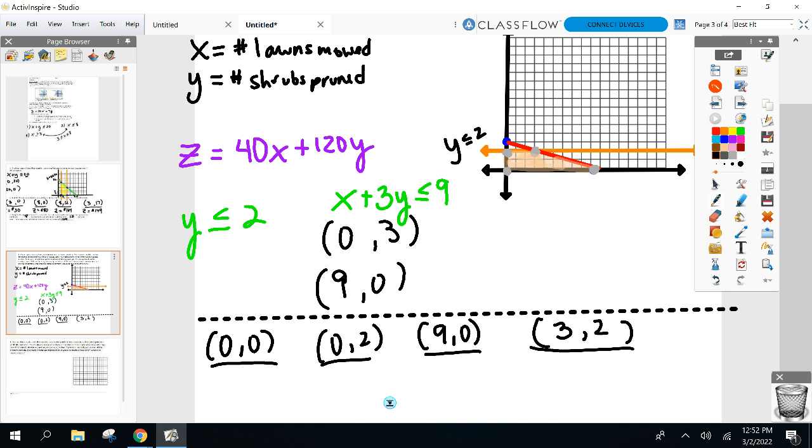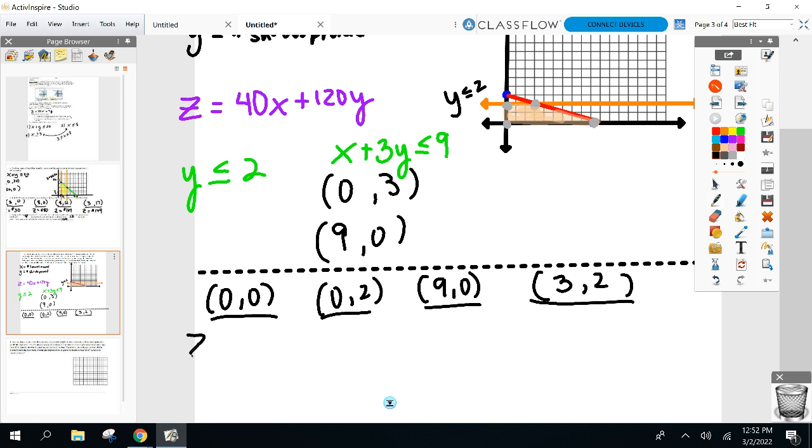And now go back to the objective, z equals, and plug them all in. What combo gives us the max amount of money of landscaping?